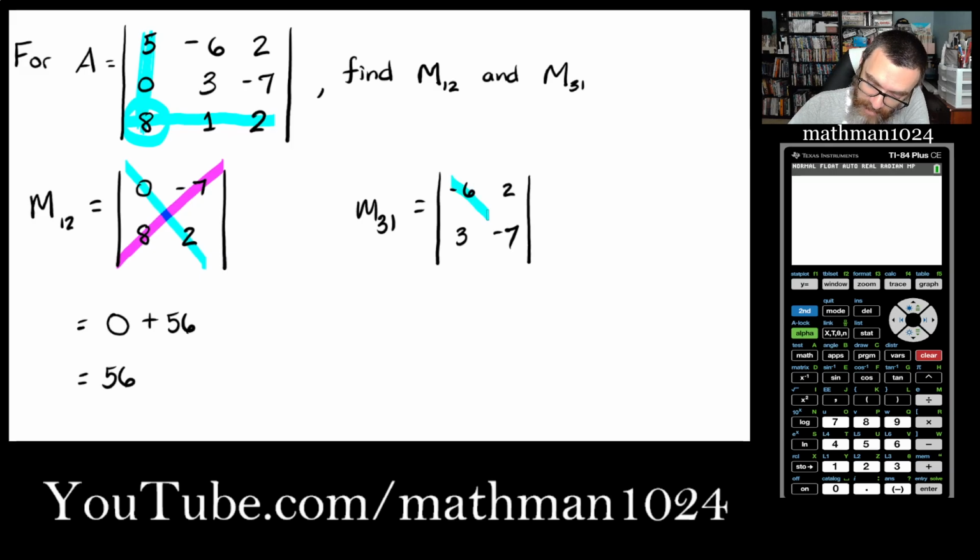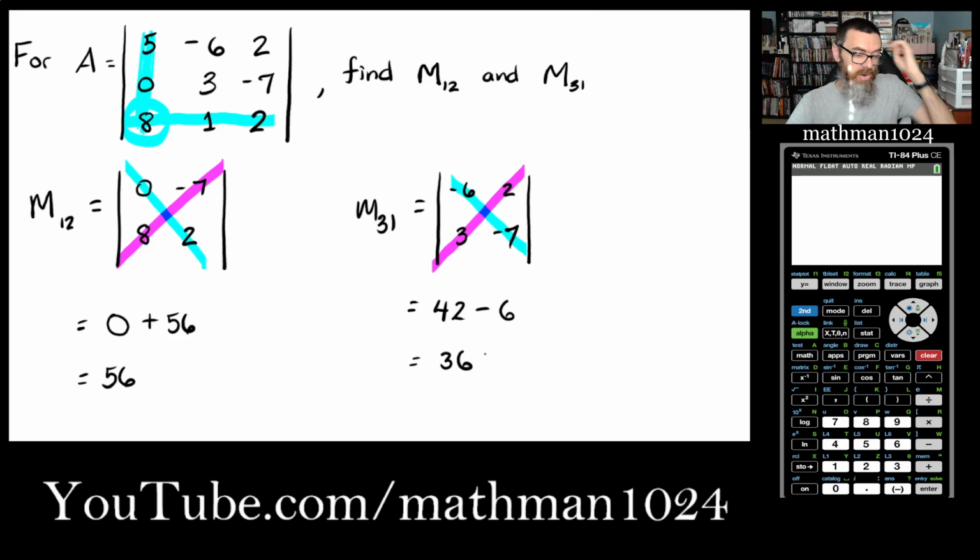All right, so to find the determinant, -6 times -7 is equal to positive 42 minus the other product here, which is 6. So 42 minus 6 is 36. So these are the minors.